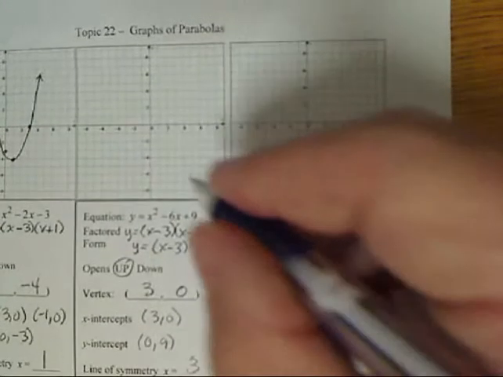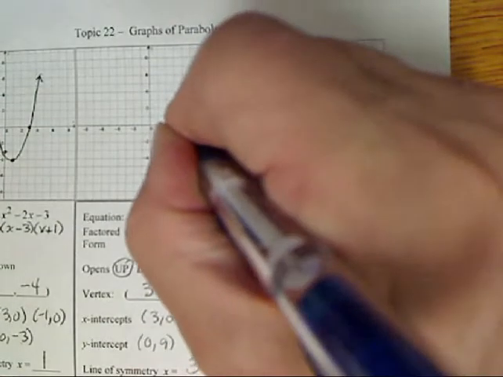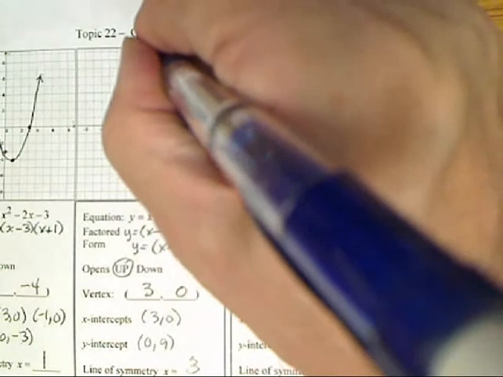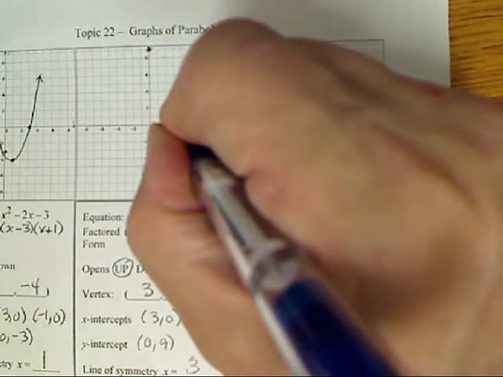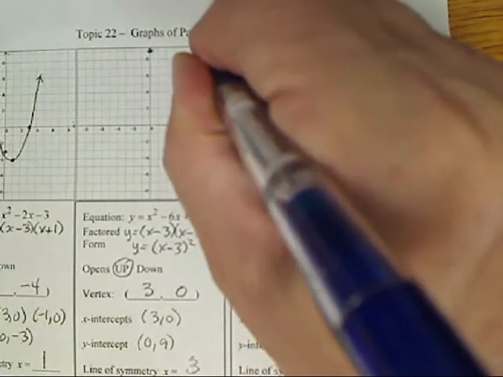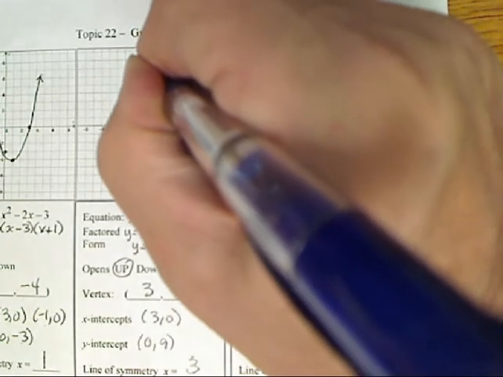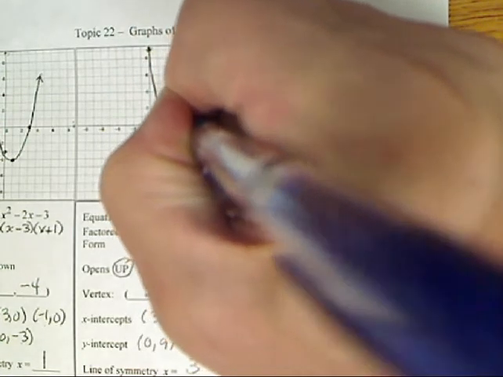So now I'm going to graph this. It goes to this point, and then it goes to the point, the y-intercept at 9. But now we just kind of sketch our parabola. It just touches the x-axis at that one spot.